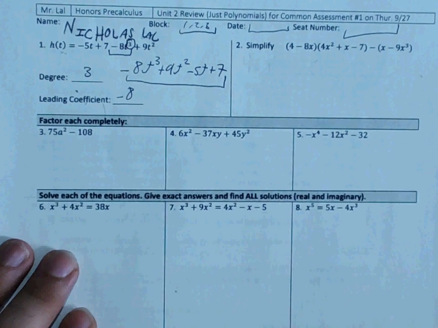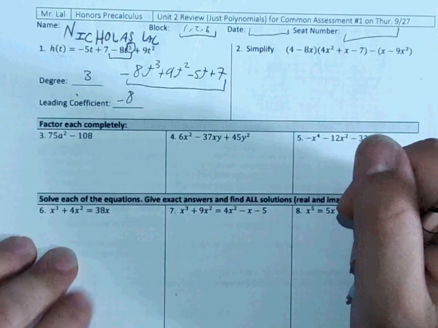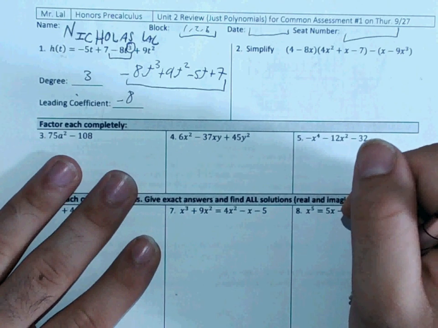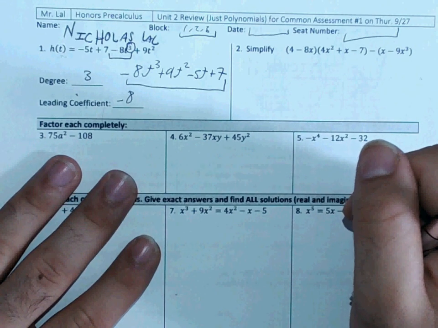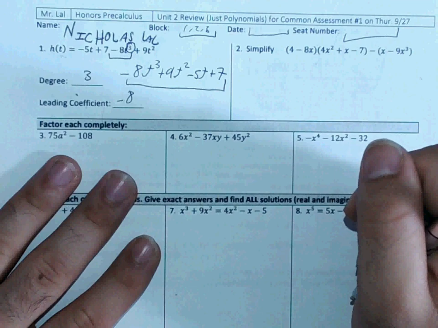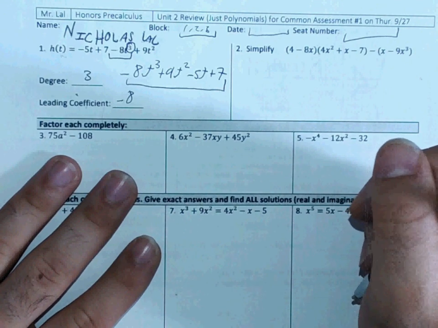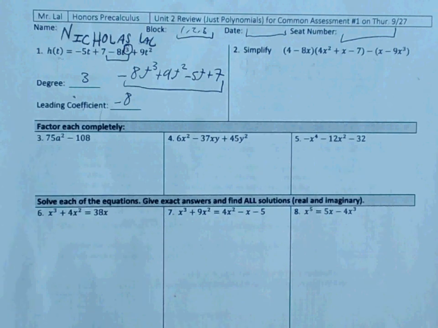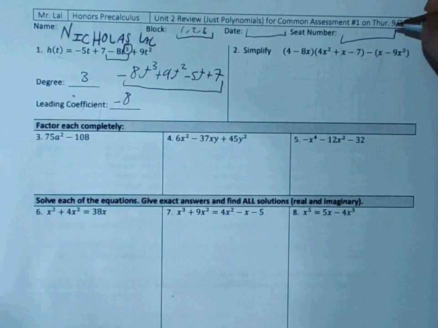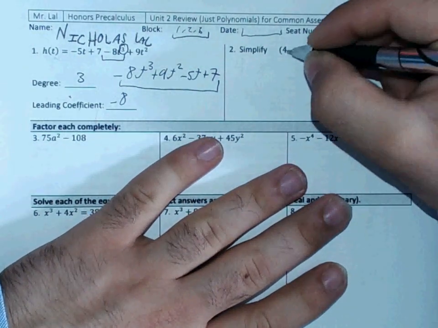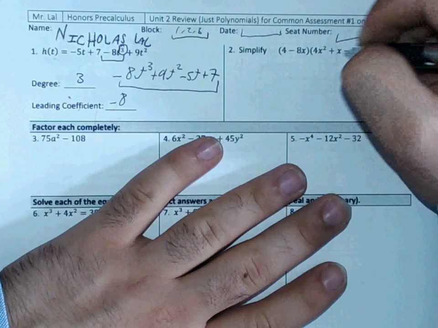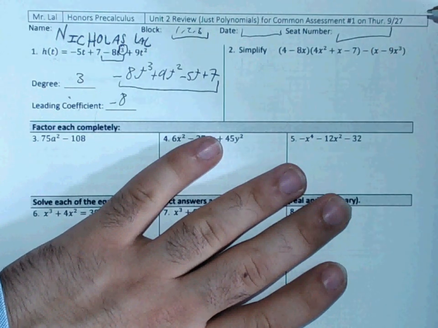Let's go to problem 2. For problem 2, we can simplify 4 minus 8x times 4x squared plus x minus 7 minus x minus 9x cubed. So, what we do here is we have to multiply 4 by all the terms in this trinomial and -8x by all the terms in the trinomial. That's how we start out.